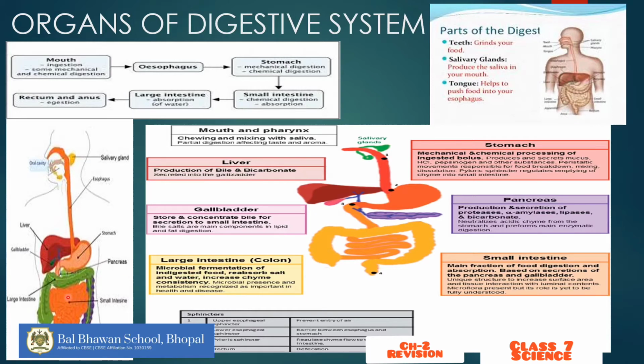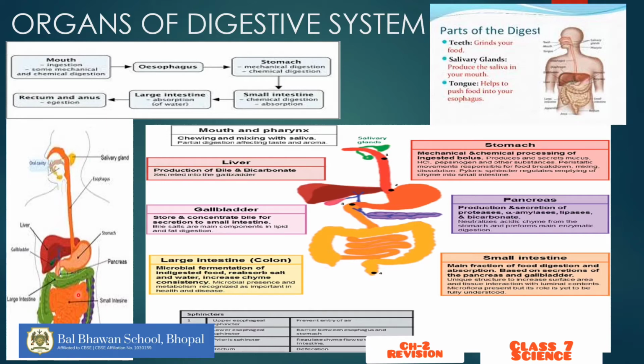From the small intestine the food now comes into the large intestine. In the large intestine, the absorption of water takes place. As such, digestion has already been completed in the small intestine. So, absorption of water takes place. So, the undigested food changes into a semi-solid material called feces.